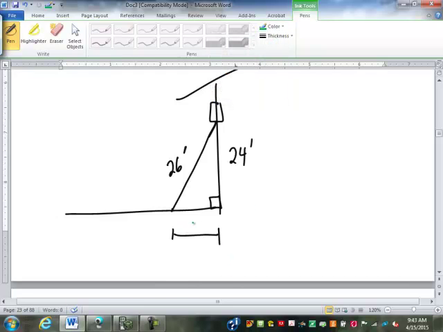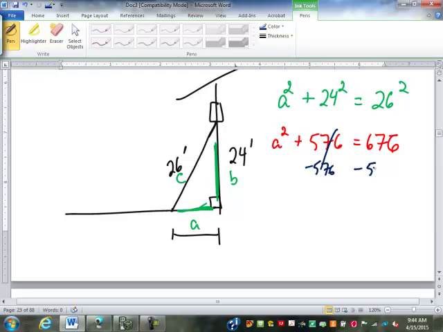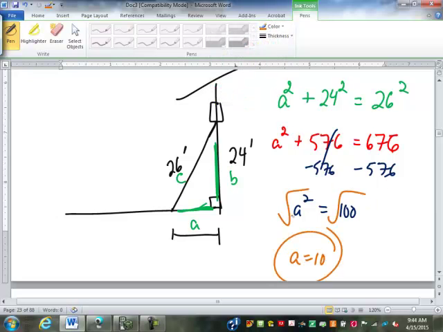Well, let's check. These two sides here are the legs. I'll call this one A and this one B, and of course this is the hypotenuse, C. A squared plus B squared equals C squared, so B is 24. So A squared plus 24 squared equals 26 squared. 24 squared is 576. 26 squared is 676. We're going to solve for A squared, so we're going to subtract the 576. So A squared equals 100. And then square root. A equals 10.